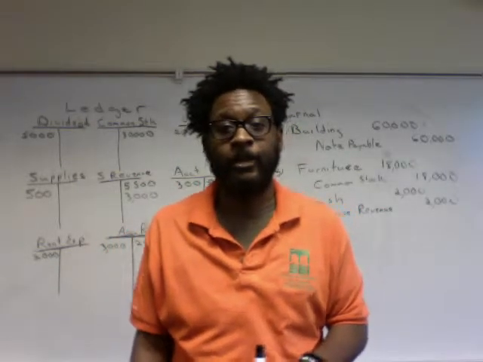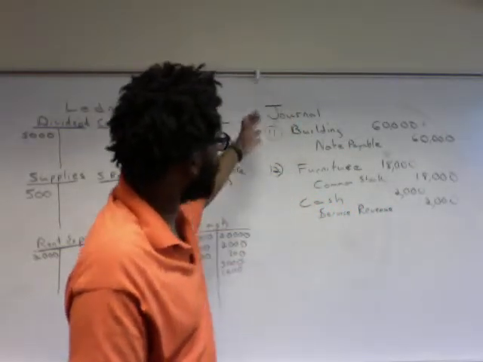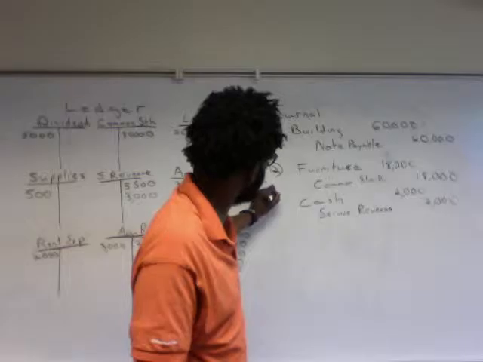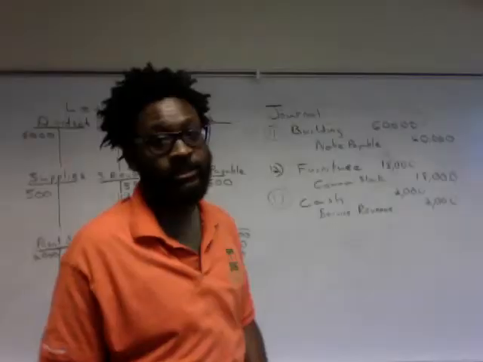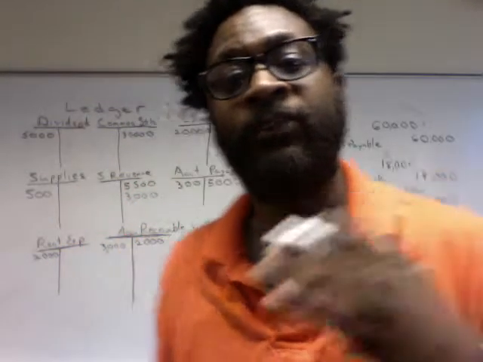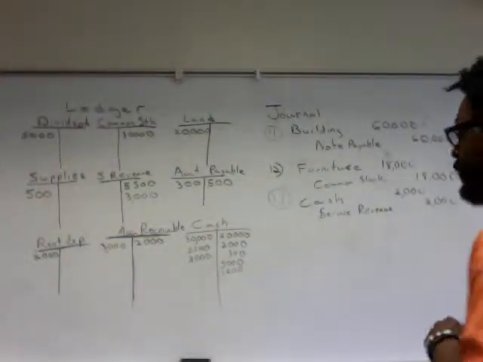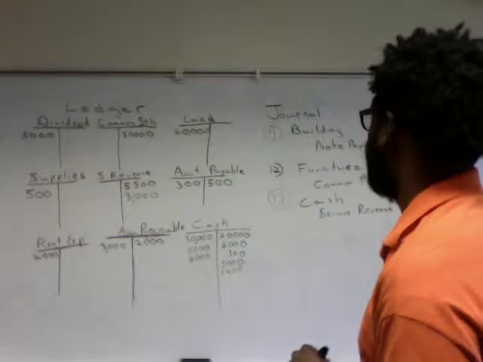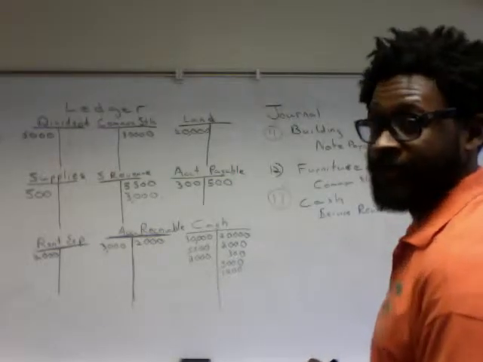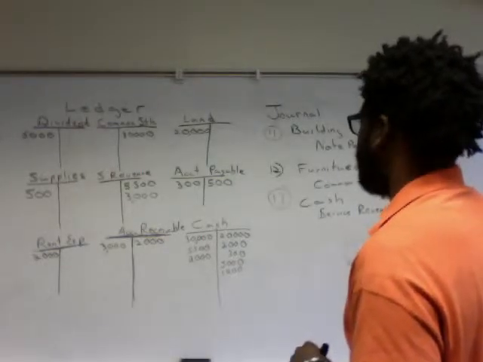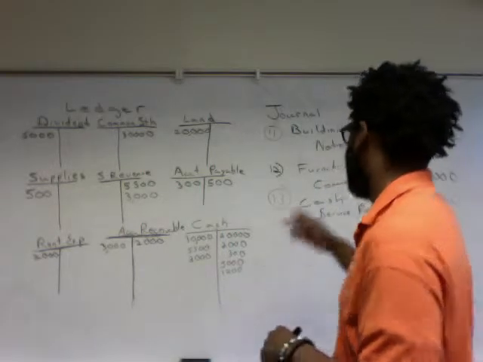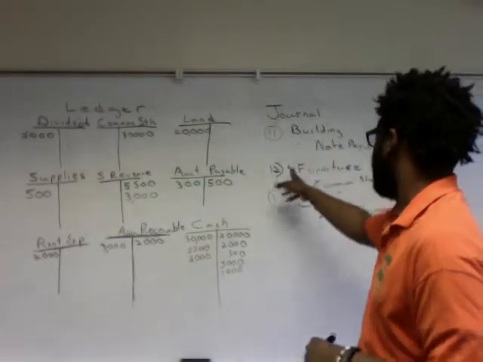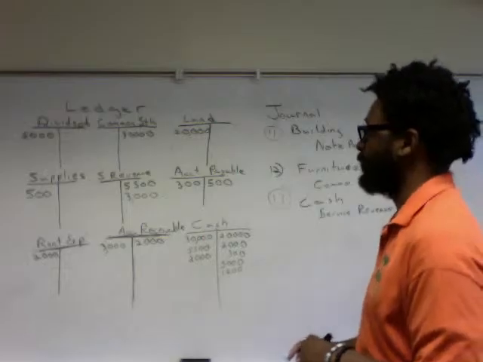Okay? So, we've already journalized these 3 transactions. Now it is time to take that information and transfer it to our other book, called the ledger, okay? And so, let's do that. So obviously we see that we have building and furniture. These are new accounts that we don't have on the books yet.